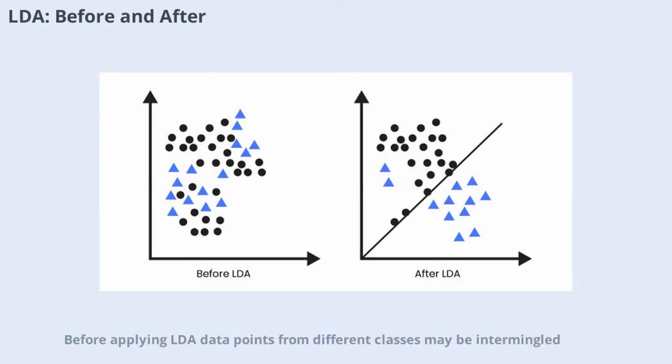For applying LDA, data points from different classes may be intermingled and hard to separate with a straight line. After LDA, the data is projected onto a new axis where classes are clearly separated. This transformation makes it much easier for classification algorithms to distinguish between classes, leading to better model performance.